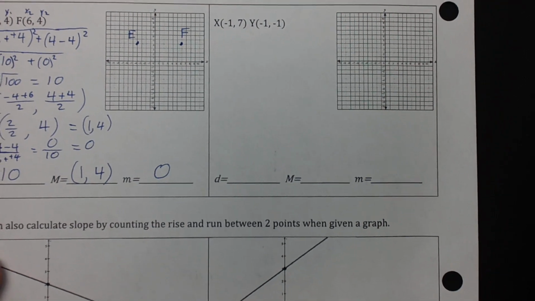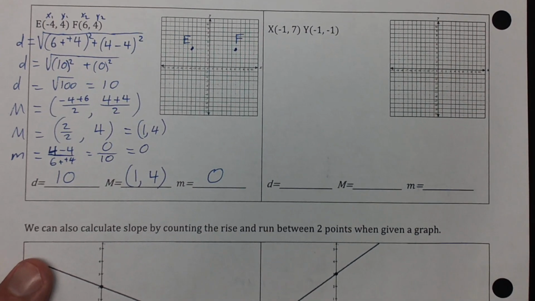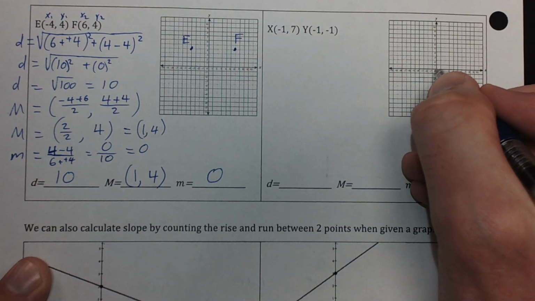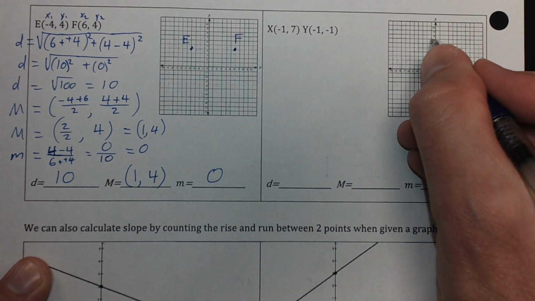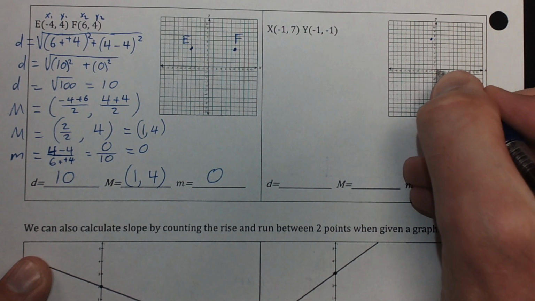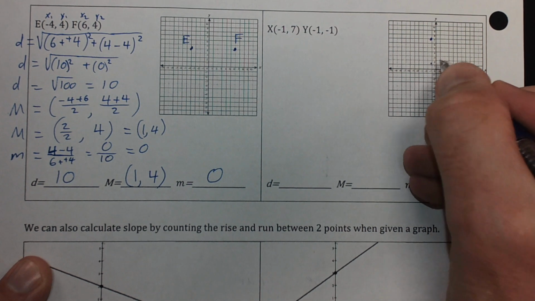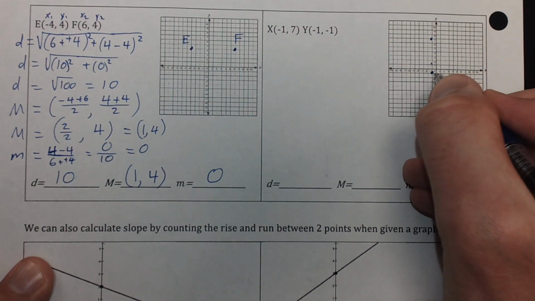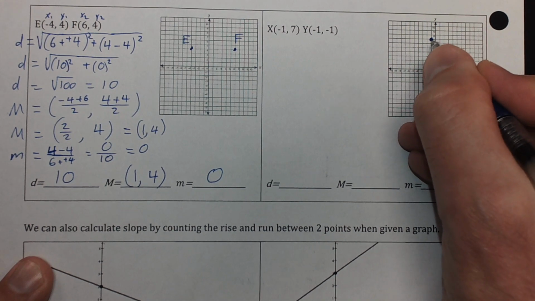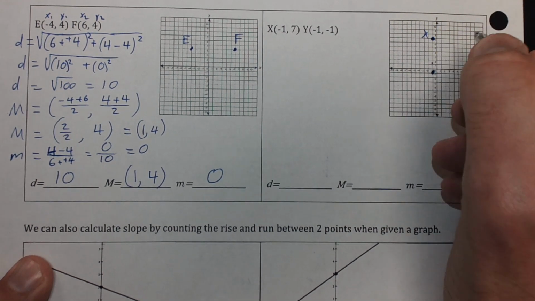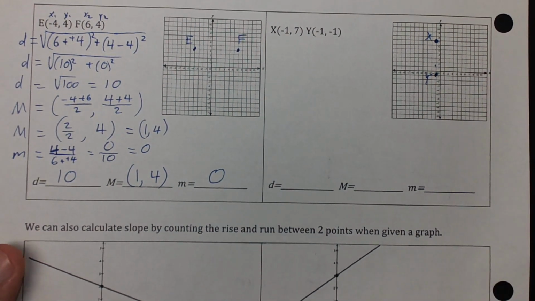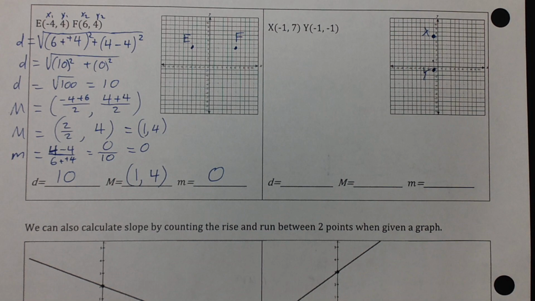Okay, contrast that with this next problem. Let's plot the points X and Y. X is -1, 7, and Y is -1, -1. Sorry, -1, -1. Let me darken those. So X, comma, Y are my 2 points. Okay, so what is the distance between them?